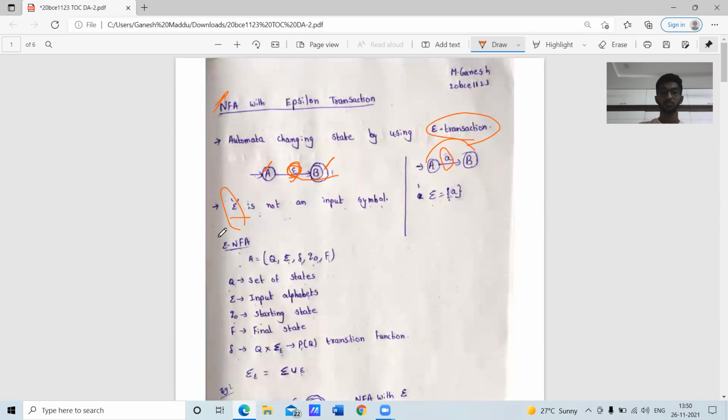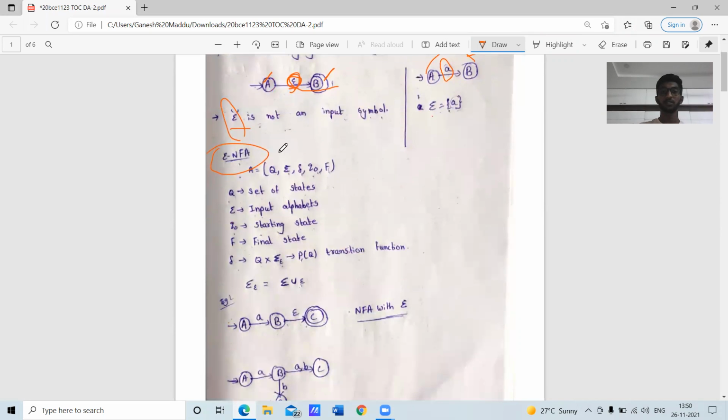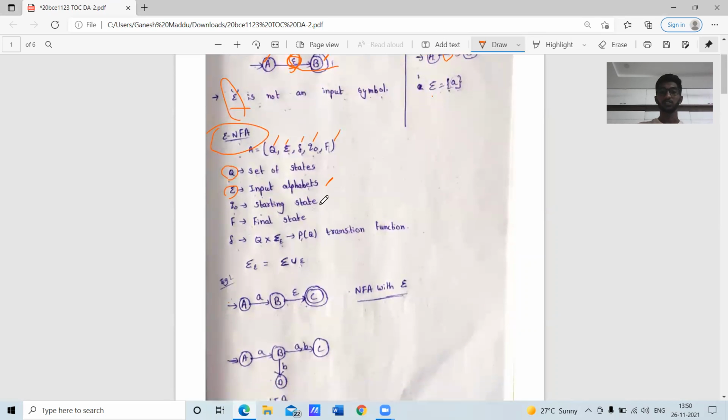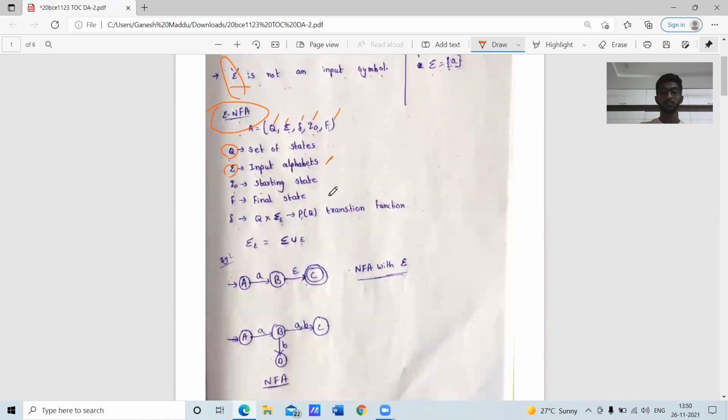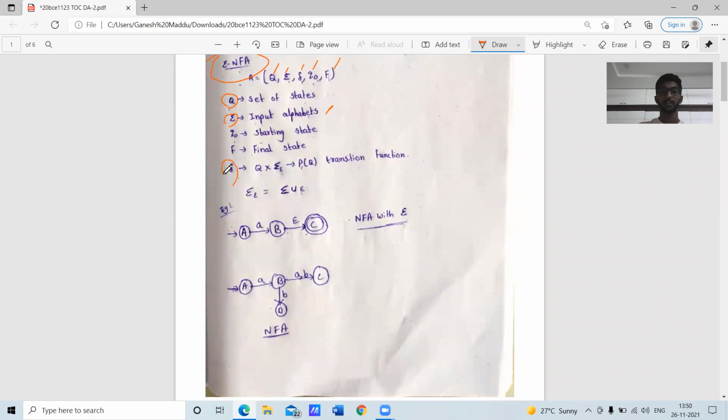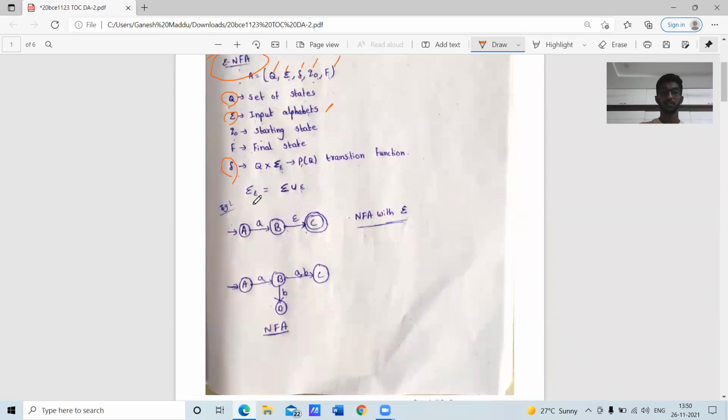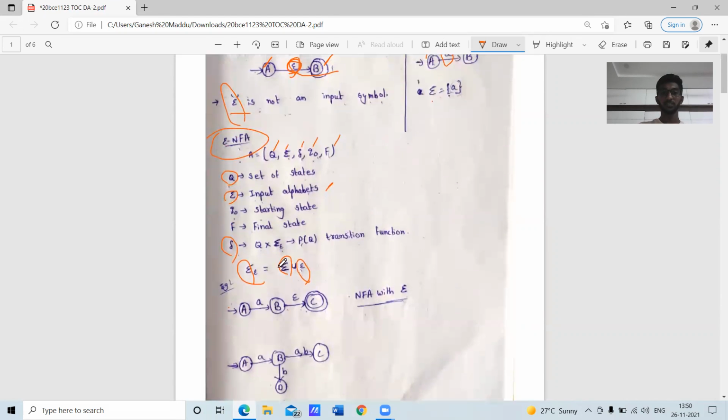Now we will define epsilon NFA. We can define epsilon NFA by using 5 tuples. The 5 tuples are Q, sigma, delta, Q0, and F. Here Q is the set of states in automata. Sigma is the input alphabets in the automata. Next Q0 is the starting state of the automata, and F is the final state of the automata, and delta is the transition function. Here the symbol represents both the union of input alphabets and epsilon transition. This is the only change we are getting in epsilon NFA.